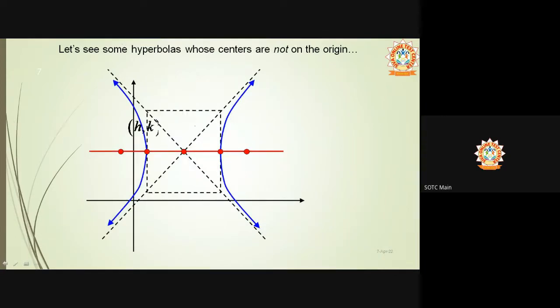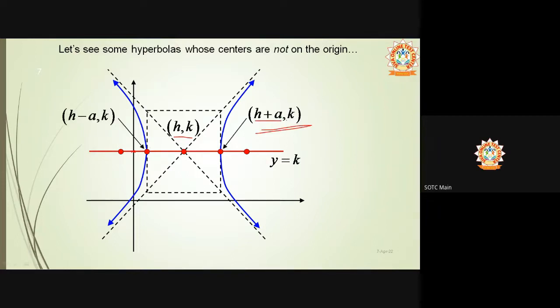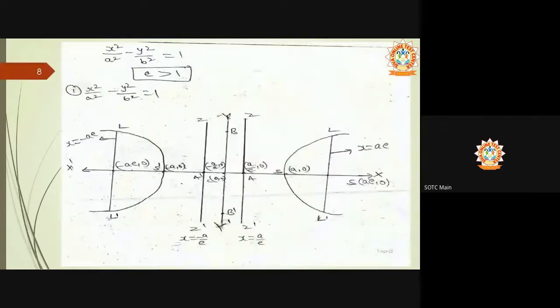Yes, let us suppose you are having a hyperbola with center h comma k, this is the center h comma k, and this axis is y is equal to k. Next, see, these are the vertex, right? h plus a comma k, h minus a comma k, yes or no? Next, these are h plus c comma k, h minus c comma k, these are the focus. This is not important, asymptotes.